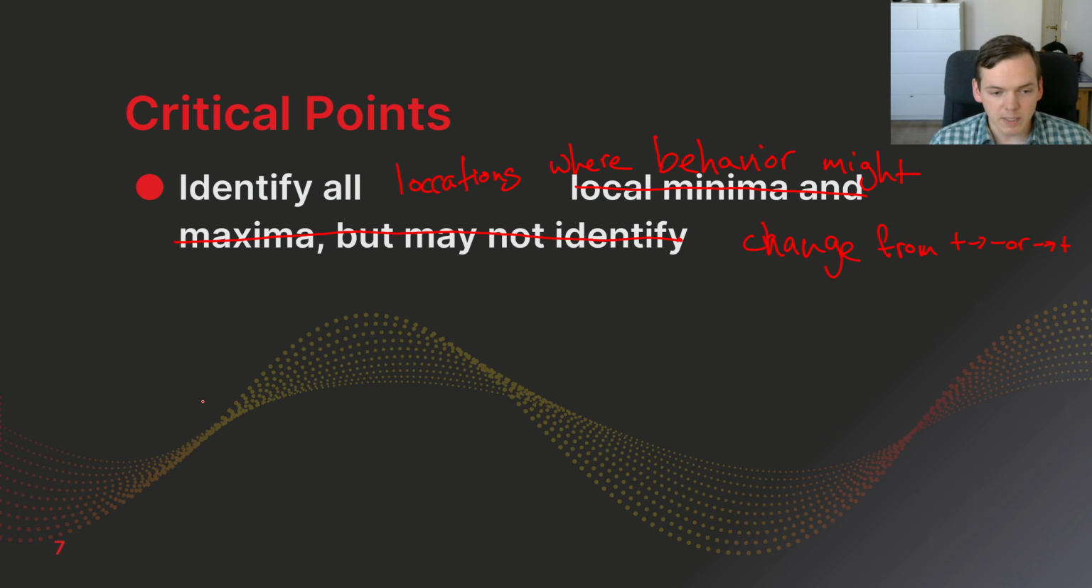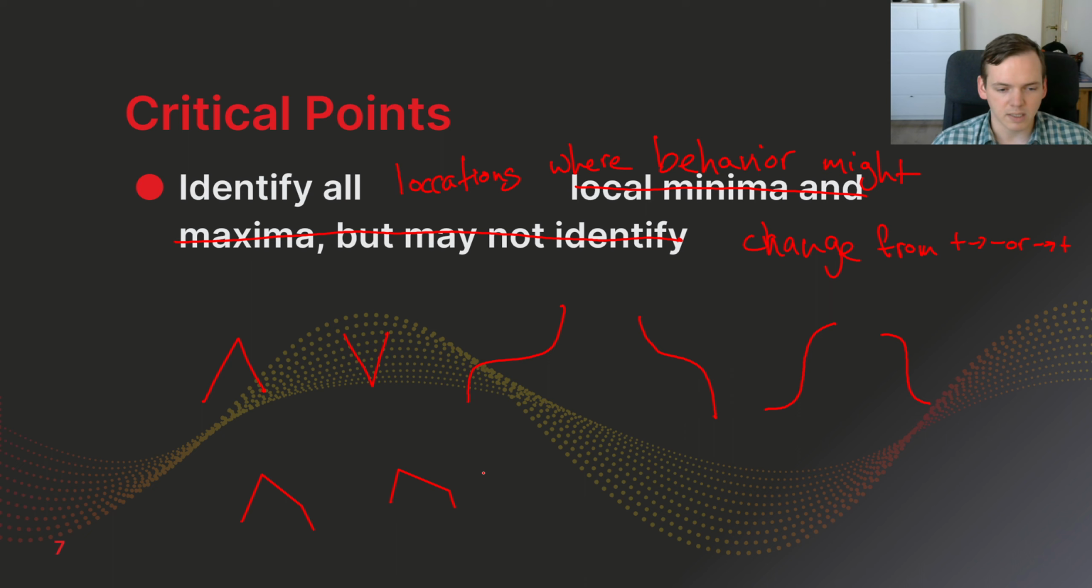So they could be a peak, they could be a valley, or it could be, like we saw before, a place like this where it is neither a peak nor a valley. But they're all examples of places where it could change but doesn't necessarily have to. So that's what we're looking at.